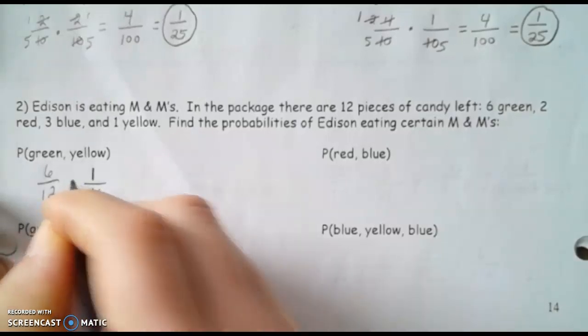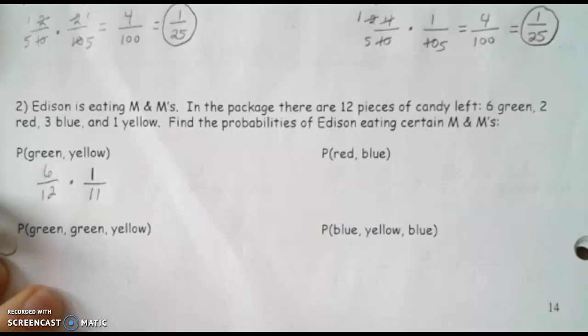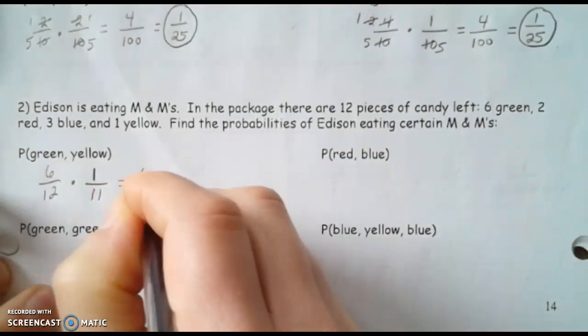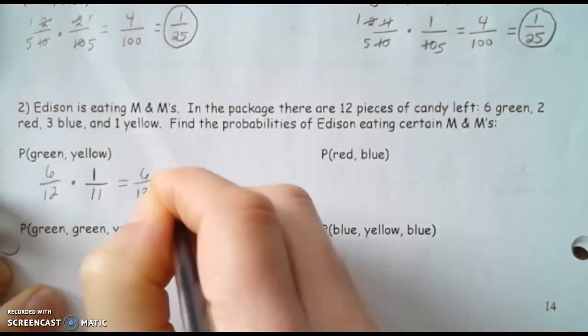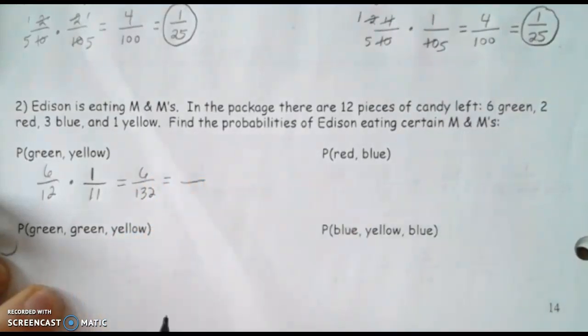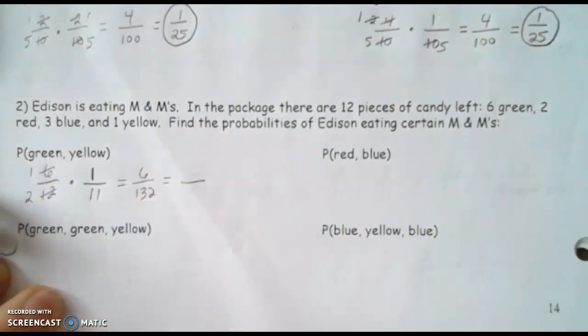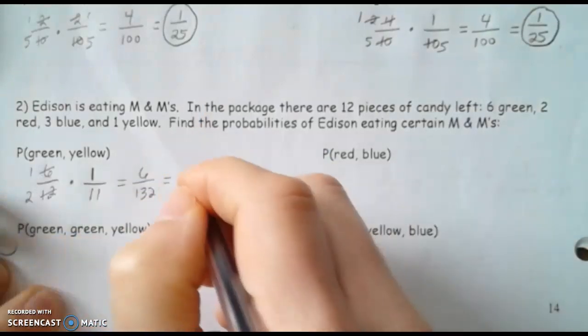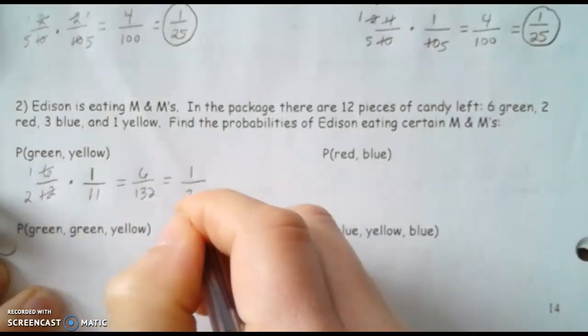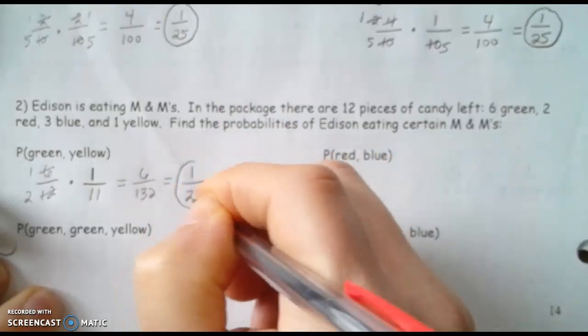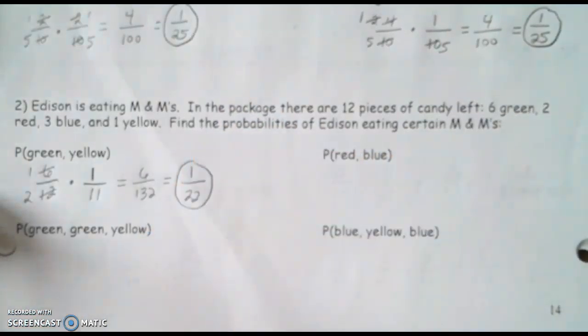Okay, so now we're going to multiply these two probabilities together. That's going to give me 6 out of 132. Okay, but I can simplify that. 6/12 is the same as 1/2. So 1 times 1 is 1. 2 times 11 is 22. And there's your probability in simplest form.